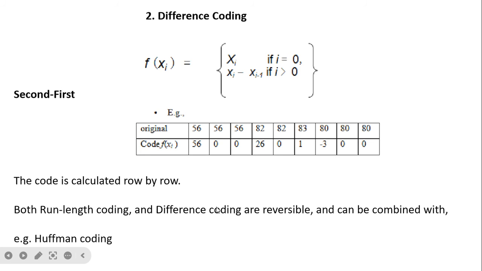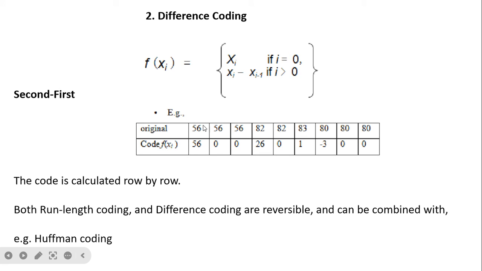Now one way is that either we can use the run length encoding or we can go for the difference coding. So in difference coding we are using second minus first. For example, this is the one row considered. Here we are keeping the first as it is. For the second we subtract the first, because the pixel regions are very similar in nature, so we are getting a very small difference.